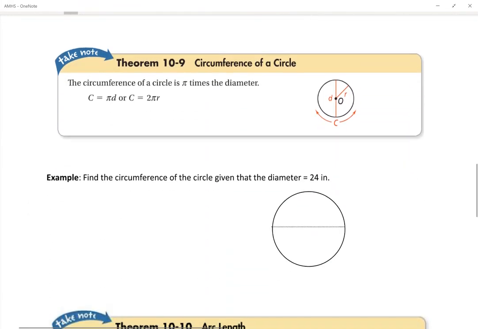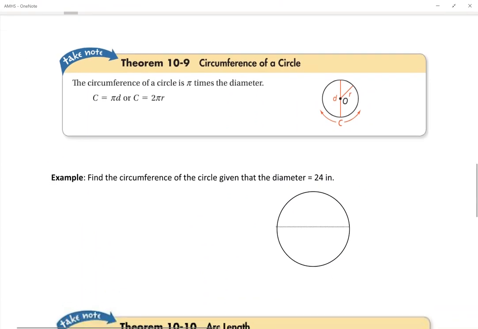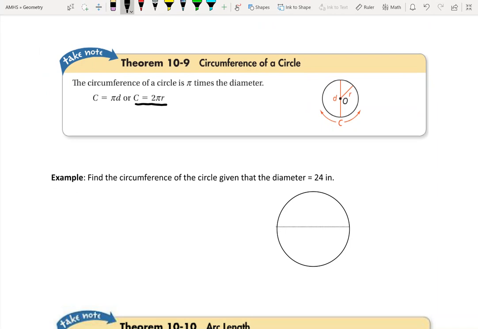All right, the next idea is the circumference of a circle. I think you've probably done this before. The equation for circumference of a circle is 2 pi r. That's how we see it most of the time. R is radius, and d is the diameter. Diameter goes all the way across, radius goes halfway, so the radius is half of the diameter, or your diameter equals twice the radius.